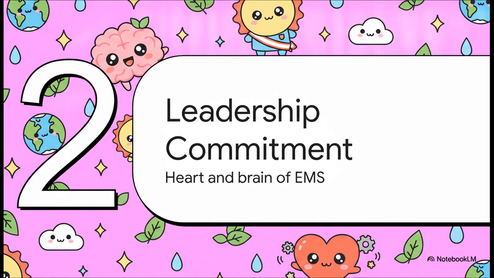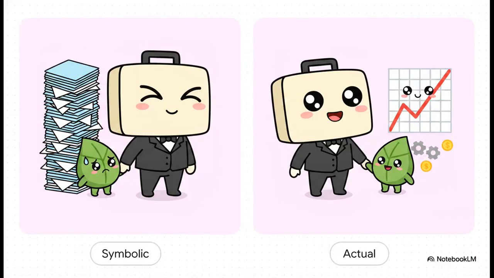Moving right along to Section 2, the leadership commitment. This is literally the heart and brain of the EMS. Under Clause 5.1, we reach the core driver of the whole system. And there's a stark contrast here between a fake, symbolic endorsement and actual, demonstrable leadership accountability. Symbolic leadership is just delegating compliance entirely to some isolated eco-manager, while the C-suite completely ignores it. Under ISO 14001:2026, leadership commitment must be highly visible. Auditors want to see the CEO integrating environmental metrics directly into corporate strategy, resource allocation, and financial planning.